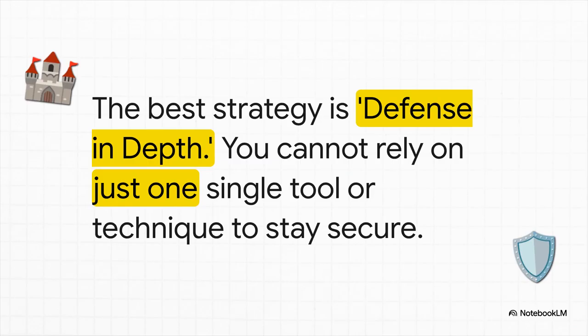Just think about a medieval castle, right? They didn't just build one big wall and call it a day. No way. They had a moat, a drawbridge, high walls, and sentries. Each layer provides more protection, so if one fails, there's another one right behind it to stop the attack. You just can't rely on one single thing.